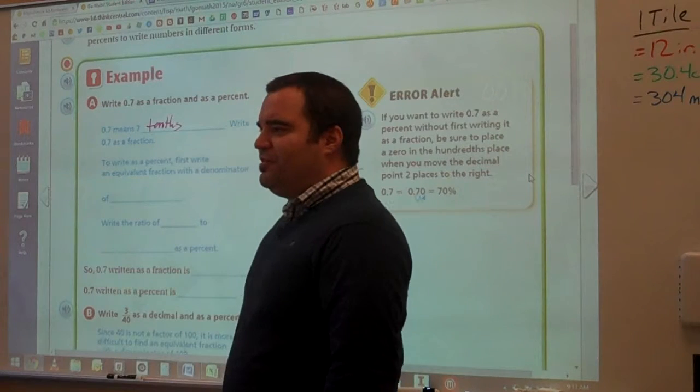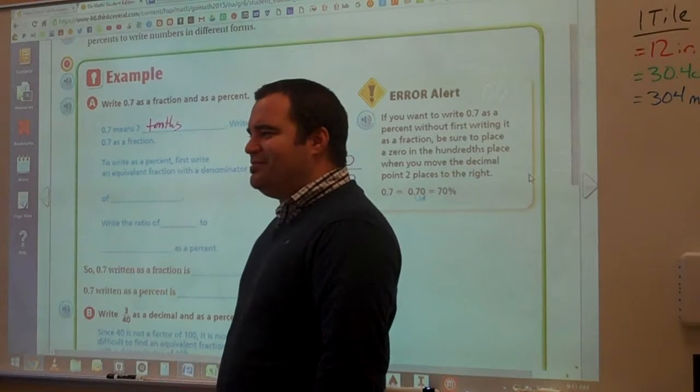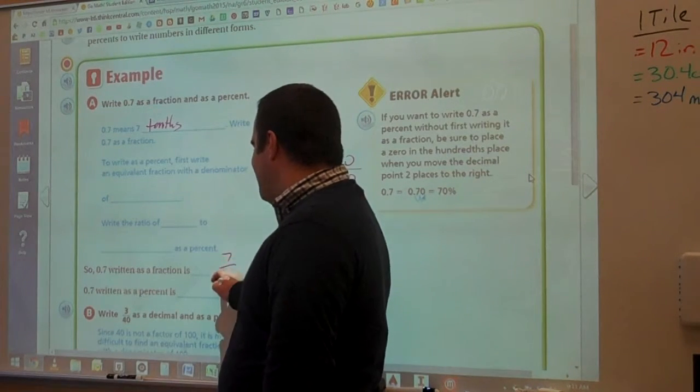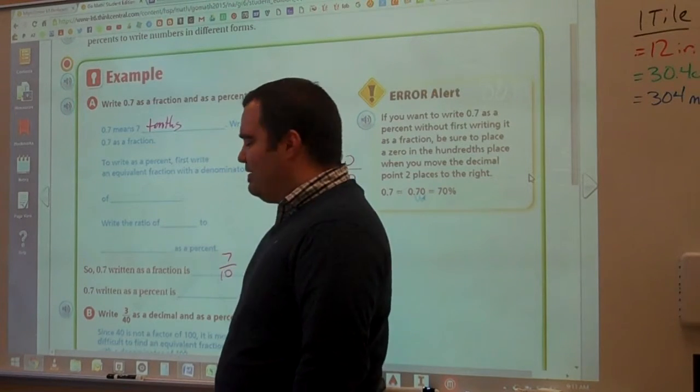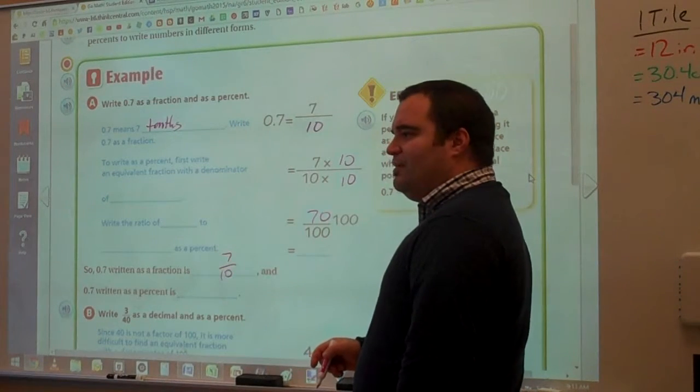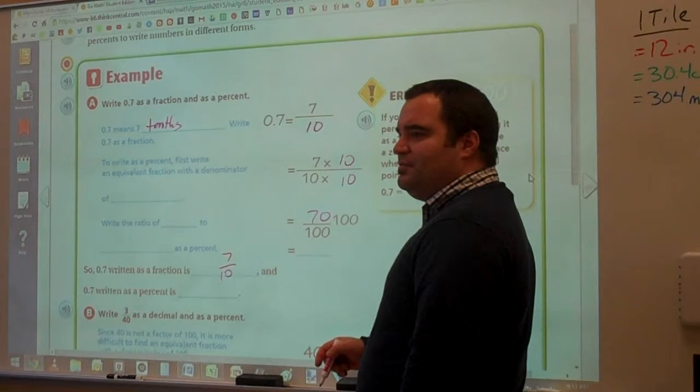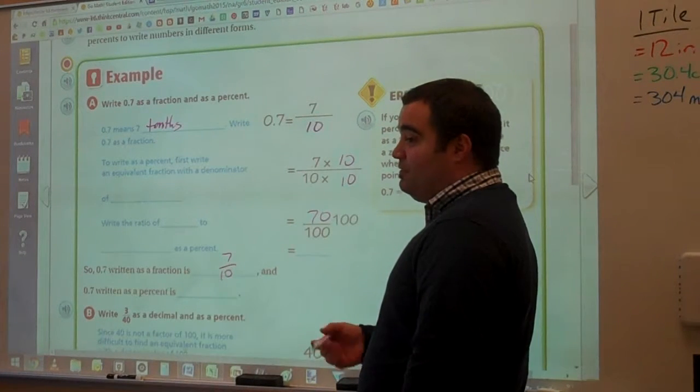But 70 over 100, we're going to reduce it again anyway, so it's going to go back to 7 over 10. 70 over 100 becomes what percentage? We just talked about it. 70%.